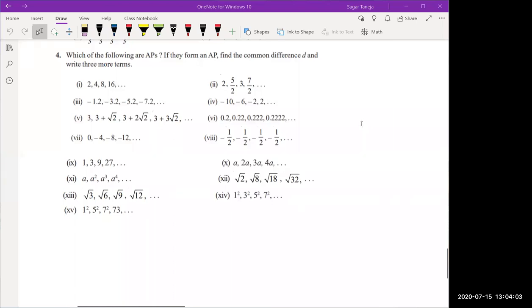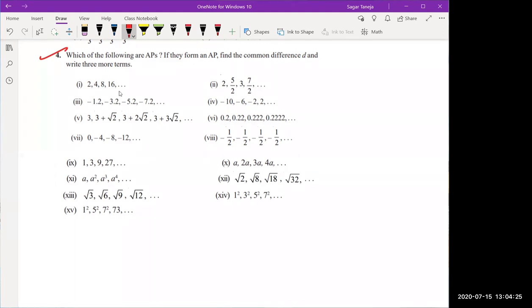Yesterday we started with the chapter AP Exercise 5.1 where we did some questions, and today we are going to start with question number 4, which is a very basic question related to AP. In question number 4, it is written: which of the following are APs? We have to identify which among these 15 series are AP.